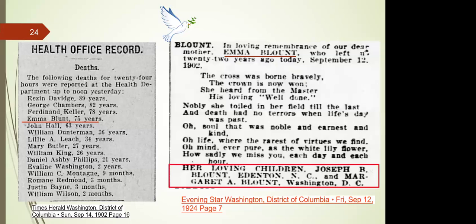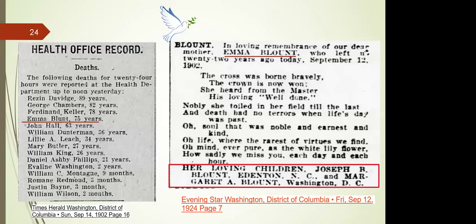In loving remembrance of our dear mother, Emma Blunt, who left us 22 years ago today, September 12, 1902, her loving children, Joseph B. Blunt, Edenton, North Carolina, and Margaret A. Blunt, Washington, D.C. That sealed the deal. I knew I had the people.